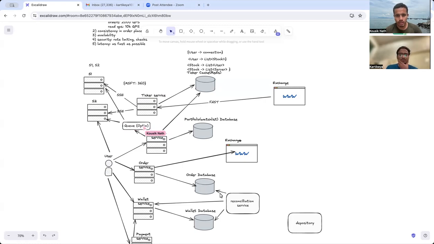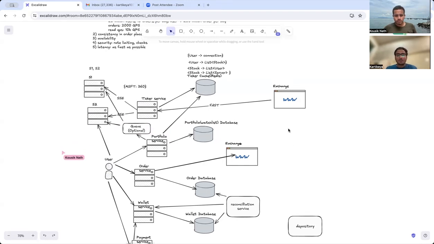So this kind of becomes optional in that case, right? Okay, cool. Do you want to add anything else in this flow? Yeah, I think we can move on.